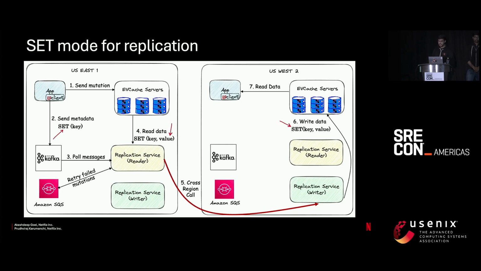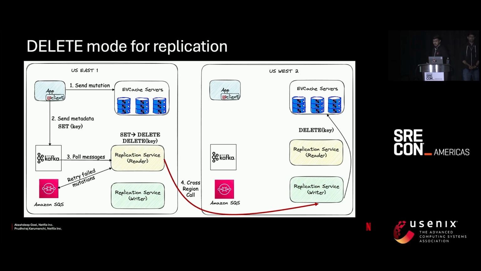Let's move further to the delete mode. The key thing to note in the set mode first is that the value being replayed is replicated exactly as a set. The set that came in is played as exactly a set in the remote region. For the delete mode, the only change is that when the mutation comes in as a set, the replication service in the source region will be intelligent enough to know that this particular customer does not want the set to be replayed as a set. Instead, they want to invalidate that key in the other region. So it will replay that call as a delete call in the remote region.